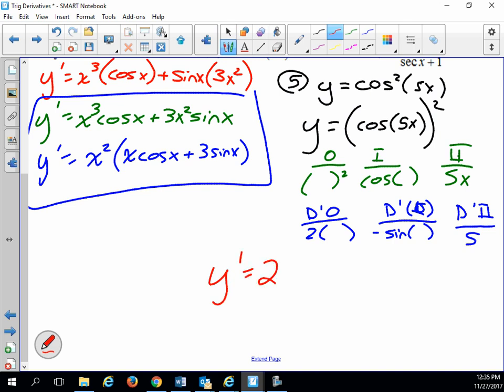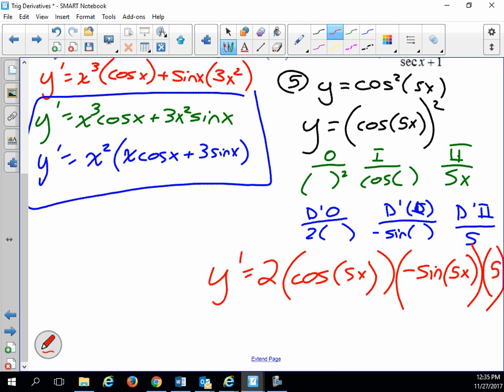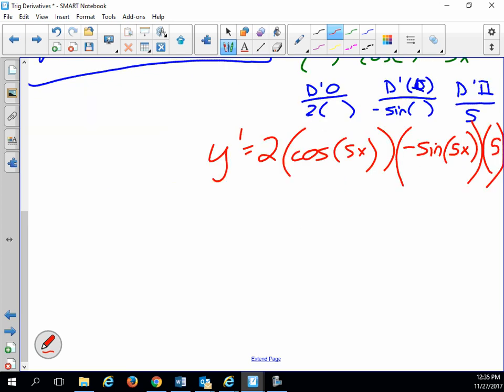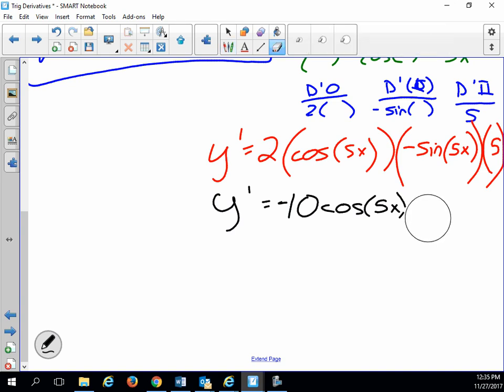Y prime equals 2. What was in that parenthesis to start with? Which was cosine of 5x. Negative sine, what was in that parenthesis to start with, which was 5x. And the 5. These parentheses all make a very, very big difference. So my final answer for this is negative 10 cosine of 5x sine of 5x.